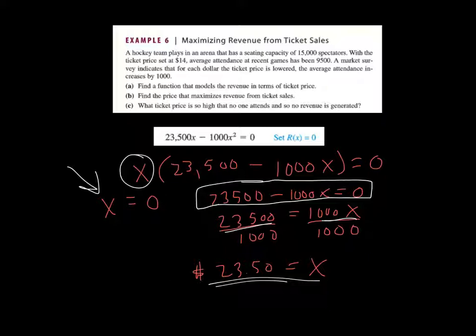Let's try this again. So what do we have? We have a similar situation. We have a baseball team that plays in a stadium that holds 55,000 spectators. Current ticket price is $10. The average attendance is about 27,000 tickets. And a market survey indicates that for every dollar the ticket price is lowered, average attendance increases by about 3,000.